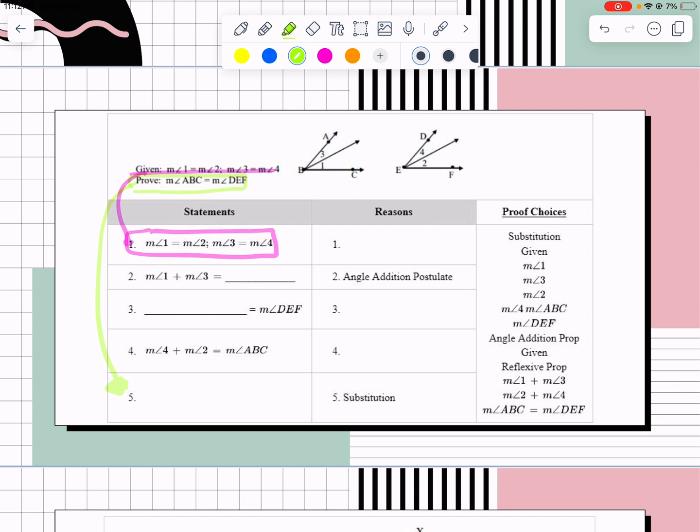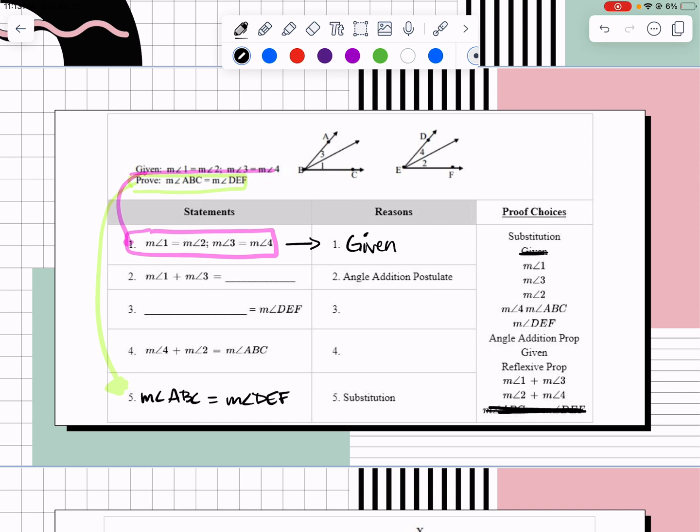So before I even start this proof, I can fill in what I already know. Remember that the reason why I can say that first thing is because it was given. All of our proofs will have word banks for you. There'll always be way more options than you need, so you have to figure out what you need and what you don't need. Okay, I also can say the last line. So the measure of ABC is equal to the measure of DEF. And I can say that because of substitution. So I already have 2 of these blanks filled in based on the basic setup of proofs.